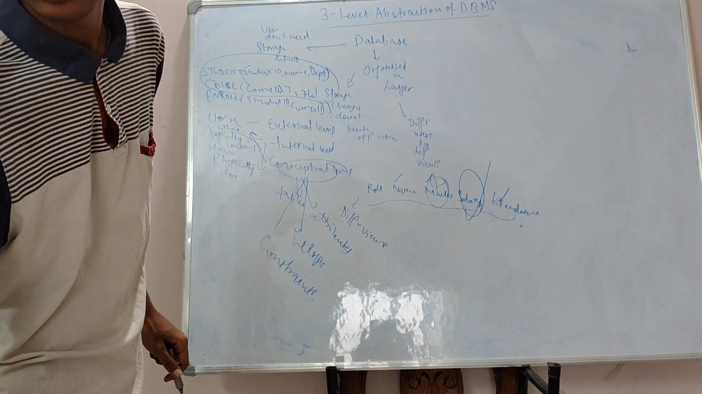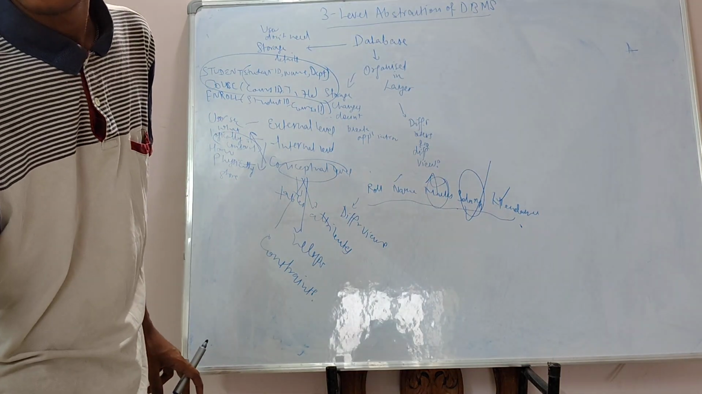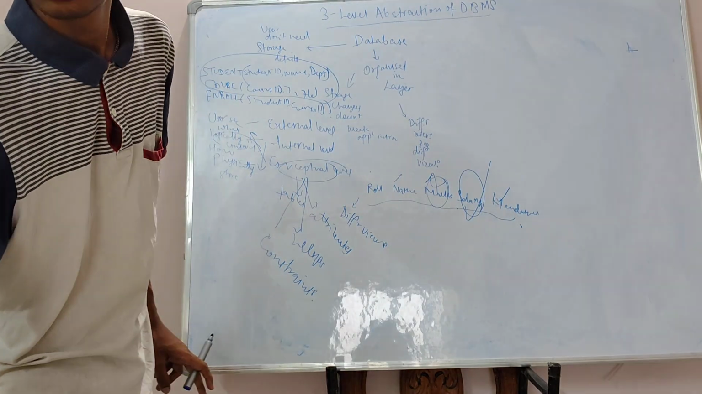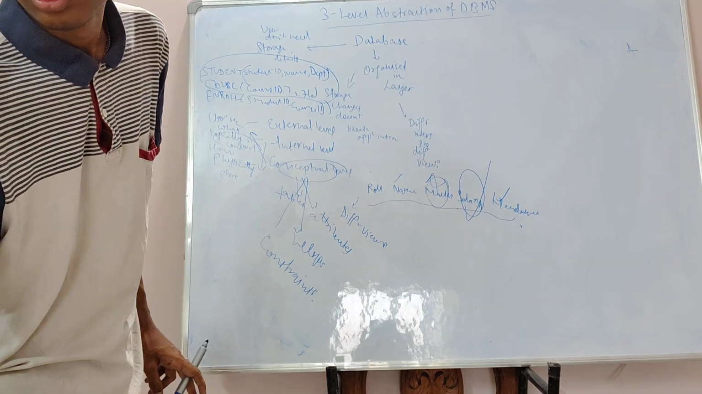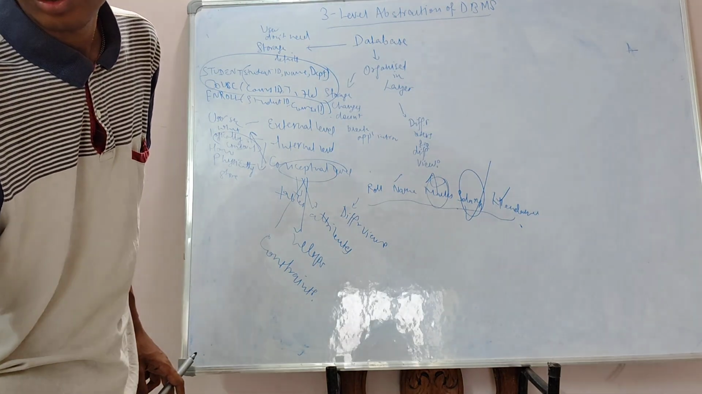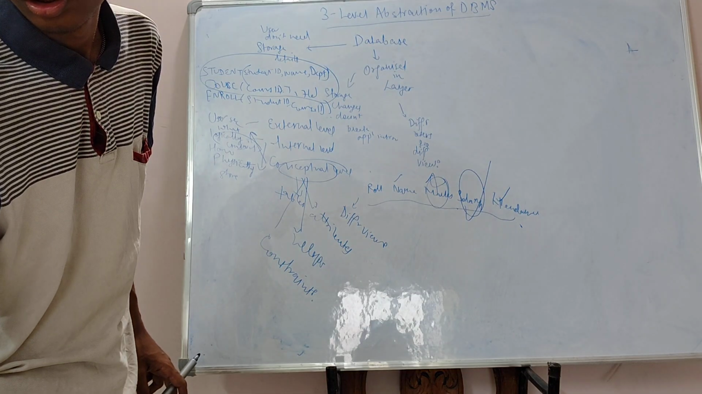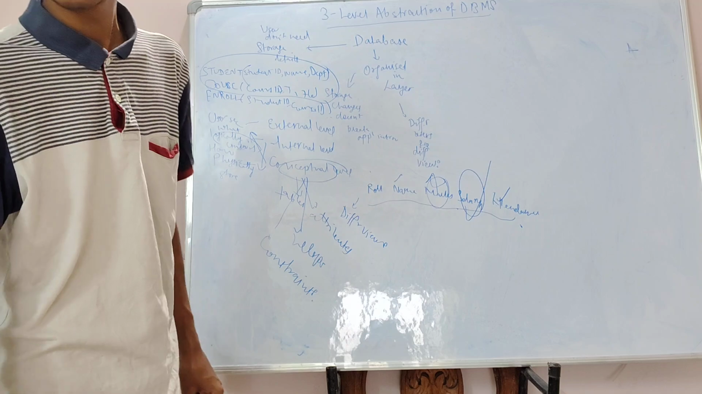It gives a global view of the database, the entire organization's logical design. Logically, the database structure is one, and it does not care about disk blocks, indexing method, or storage location.